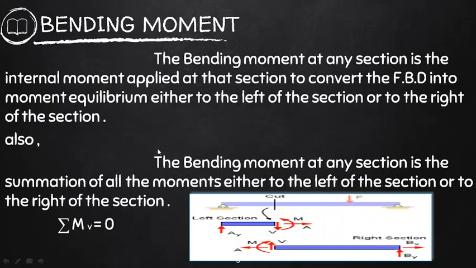This definition also says that the bending moment at any section is the summation of all moments, either to the left of the section or to the right of the section. That means the summation of all moments is equal to 0. Here we take the summation of all moments and convert the free body diagram into moment equilibrium. Okay, this is all about bending moment.